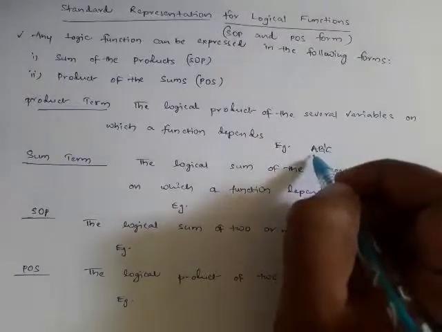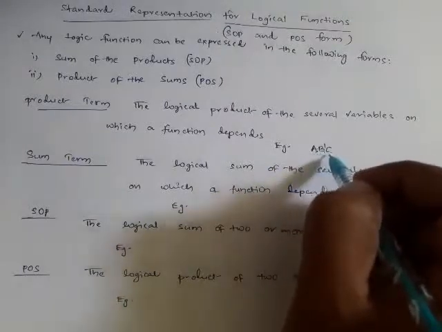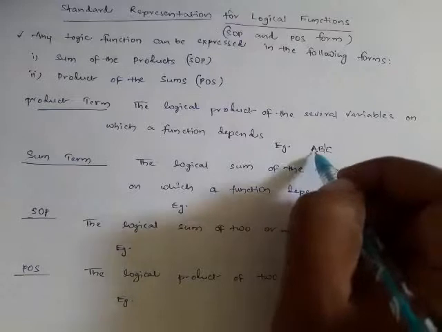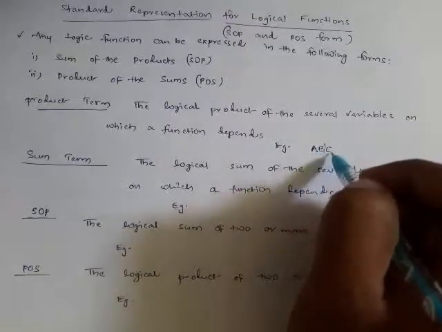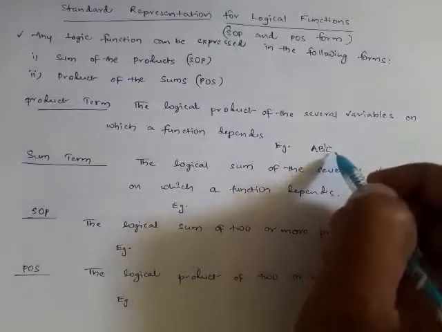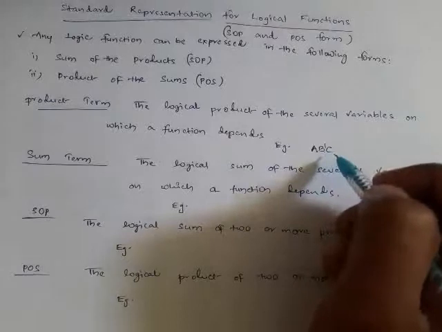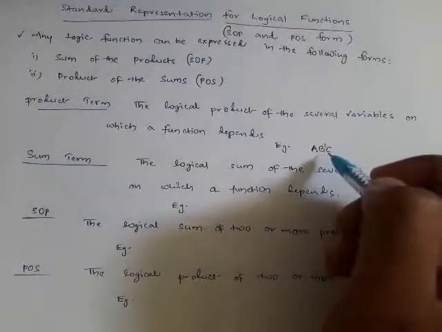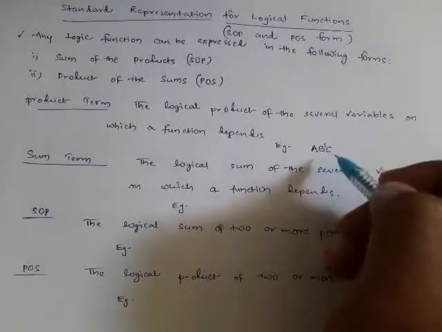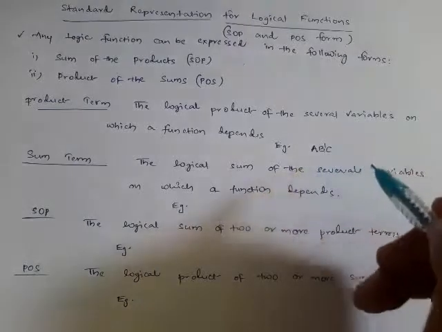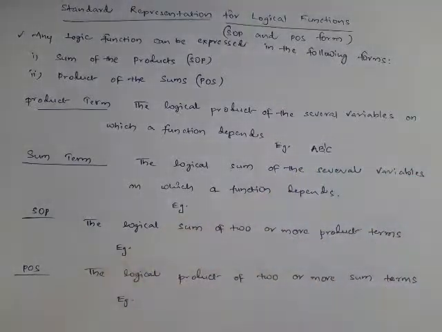And here you can see this is one product term, and here you can see that A and C are present in original form, but B is present in its complemented form. Right? So simply the product term is a logical product of any number of variables on which a function depends.